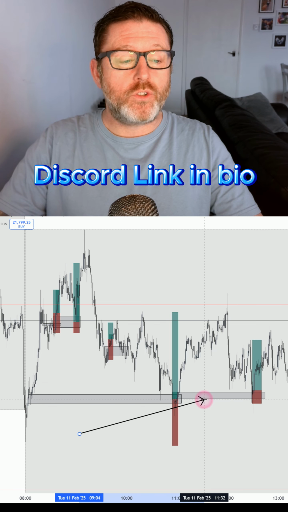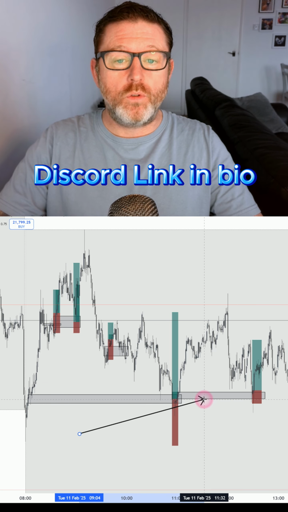So they're the 5 trades, all slightly different, all taken in one session. 5 trades, 100% win rate.